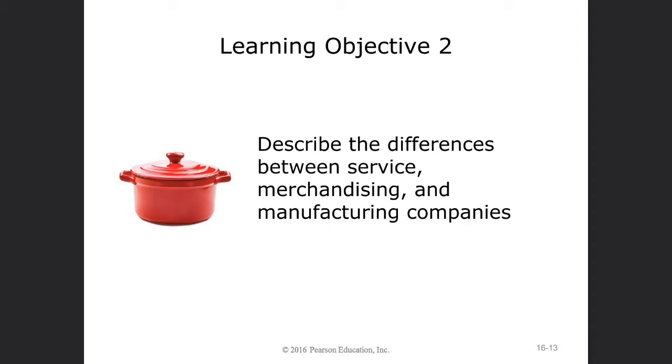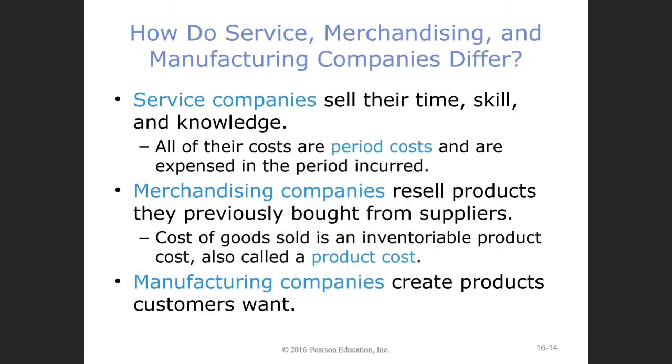So we're going to go on to objective 2. In objective 2, we're going to describe the differences between service, merchandising, and manufacturing companies. So how do service, merchandising, and manufacturing companies differ? Service companies sell their time, skill, and knowledge. All of their costs are period costs and are expensed in the period incurred. Merchandising companies resell products that they previously bought from suppliers, and their cost of goods sold is an inventoriable product cost, which is also called a product cost. Manufacturing companies create products that customers want.